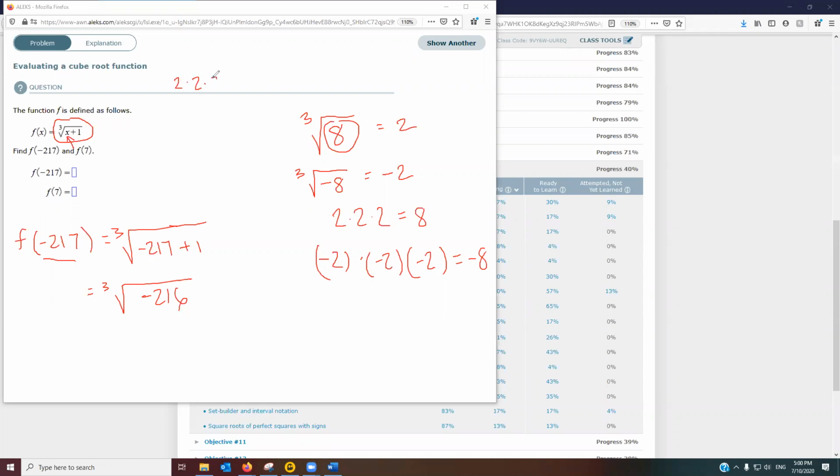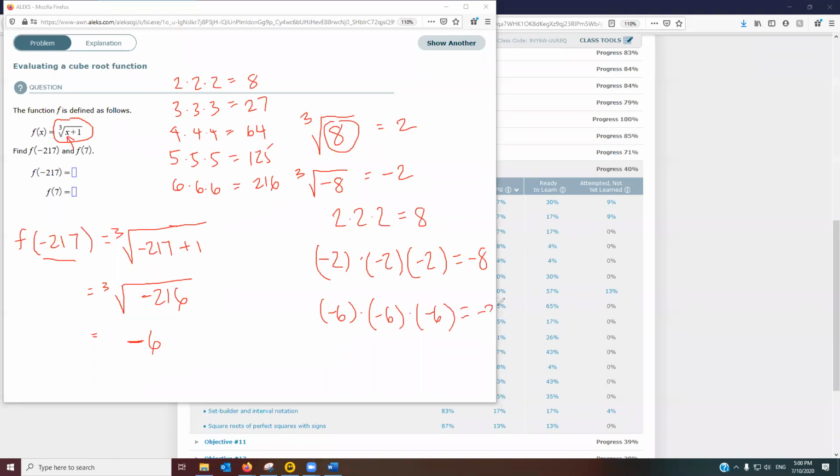I know that 2 times 2 times 2 is 8. 3 times 3 times 3 is 27. 4 times 4 times 4 is 64. 5 times 5 times 5 is 125. And then it turns out that 6 times 6 times 6 is 216. So this answer is going to be negative 6. Because I know if I take negative 6 times negative 6 times negative 6, I get the answer negative 216.